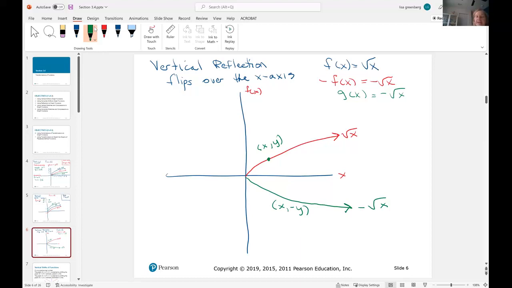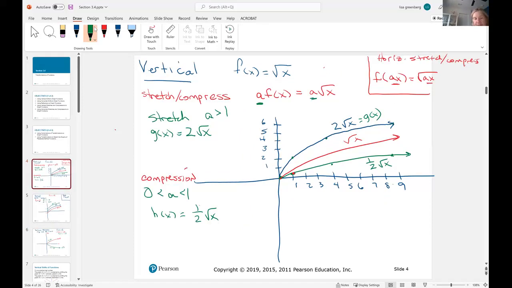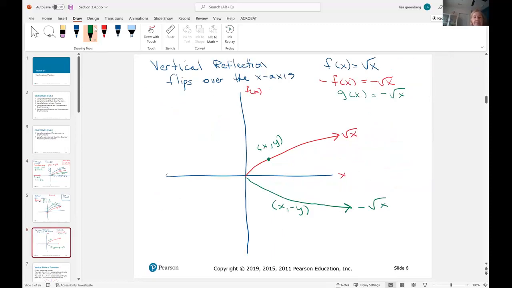It's only when you have a negative. So if you had -2 times the square root of x, you actually have two different transformations. You have a vertical stretch and you have a vertical reflection, because for the stretch and compress, notice I said a is greater than 1. I don't have anything negative here. And here a is between 0 and 1. So the negative happens with this different transformation.